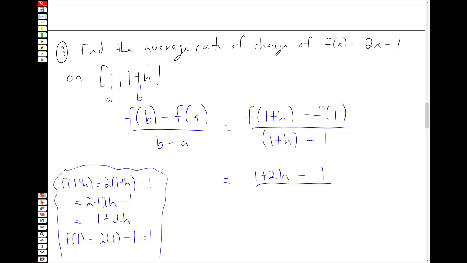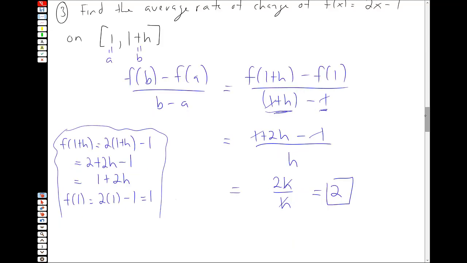Now I'm going to go ahead and simplify this a little bit. What is 1 plus h minus 1? The ones cancel out, and we're just left with h. Okay, so continuing to simplify, notice on the top in our numerator, the ones cancel out. We're left with 2h over h, which is just 2. And that's the average rate of change.